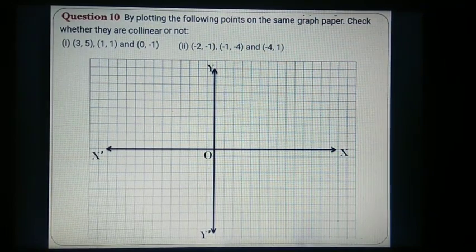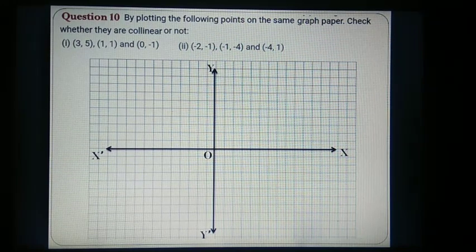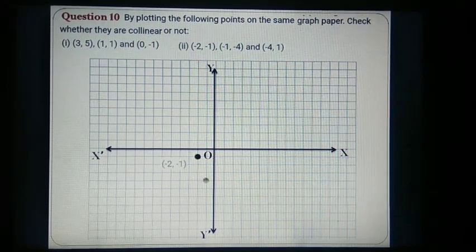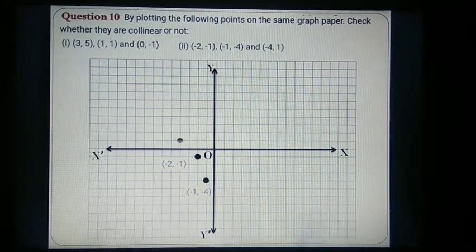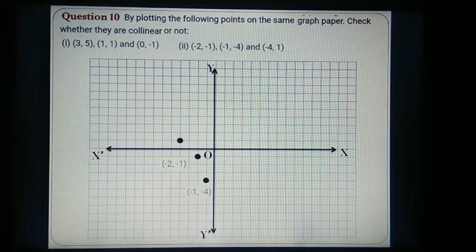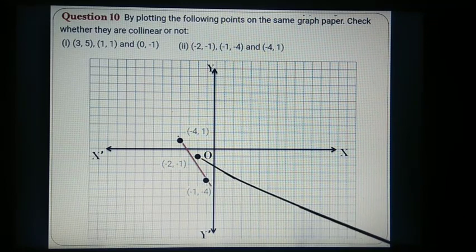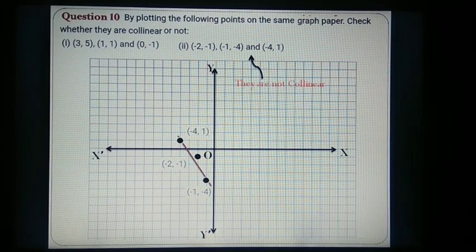Okay, now similarly we'll have a look at number 2. So let's plot the points. So this is my minus 2, minus 1. This is my minus 1 comma minus 4. Another is 4 comma 1. Now as usual, in a single line you should be able to fit all the points, which is not obvious, right? So when you plot in your graph sheet, then you'll come to know that you will not be able to plot all these 3 points in a single line. Okay, so when I join these 2 points, one point is coming outside, so that's why the given points are not collinear. So pause the video to note down.